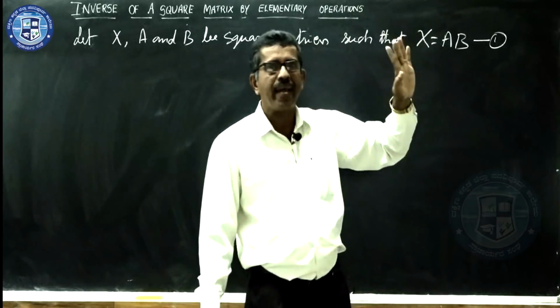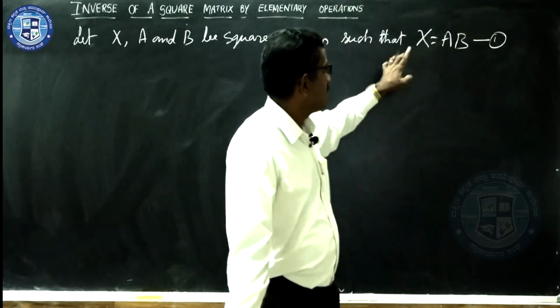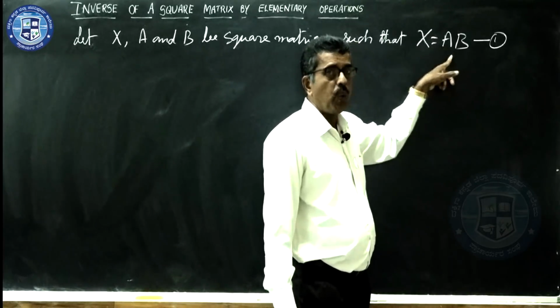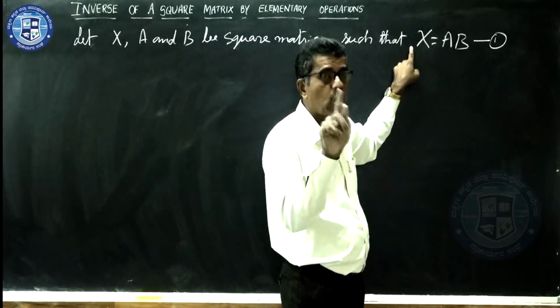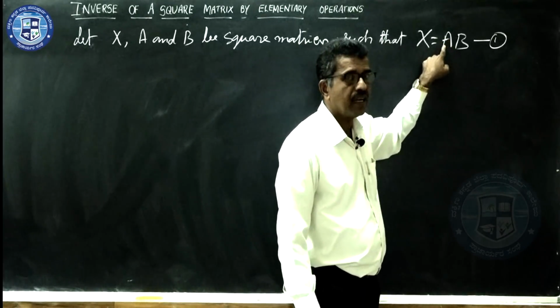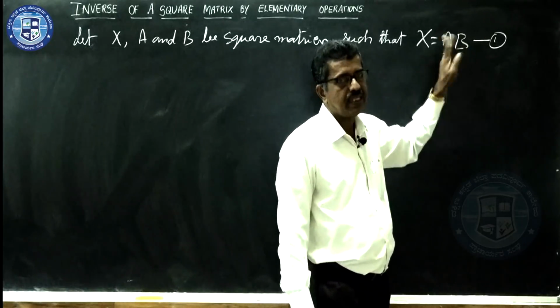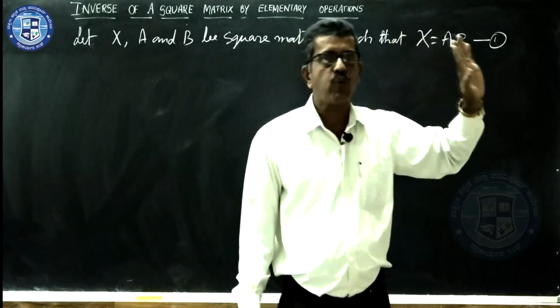And when you have to apply column operations for this equation X is equal to AB, we have to apply the column operation to X and then apply the same column operation not to A but to B. That is important.